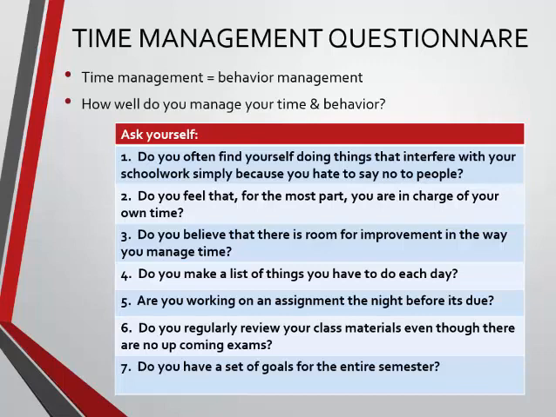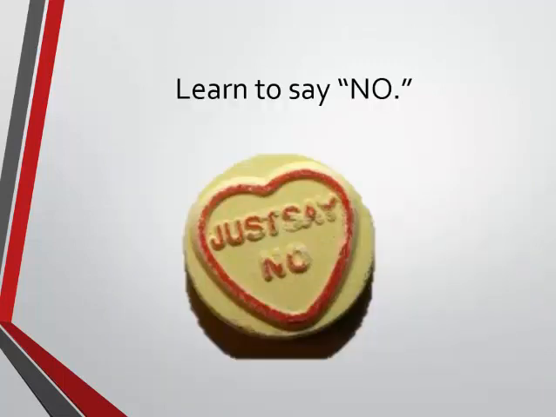Next, we'll review tips for managing time, your behavior, and your priorities. Learn to say no. Communicate your academic goals to people and the commitment you are making to attending class, reading, studying, and other activities that will help you attain your academic and career goals. But don't feel you have to justify yourself.